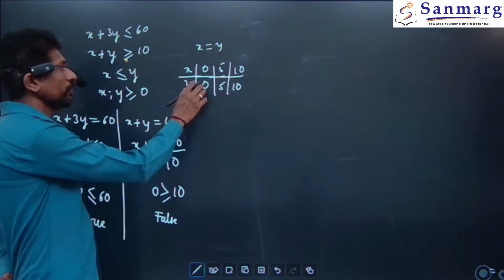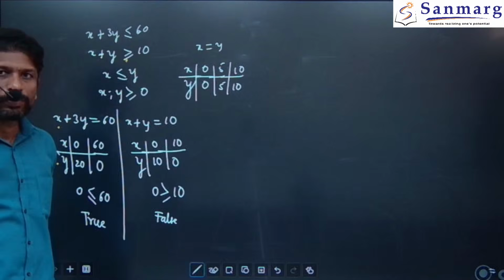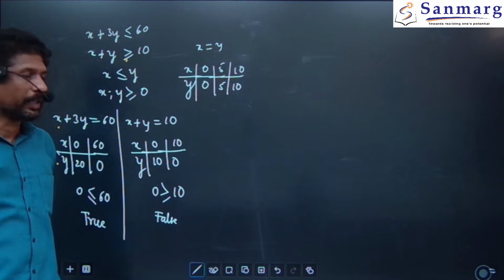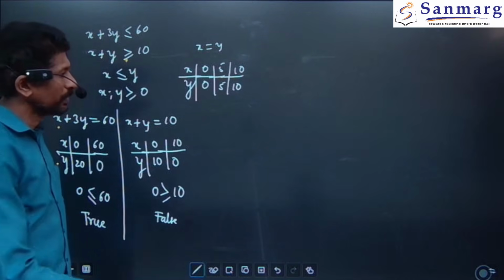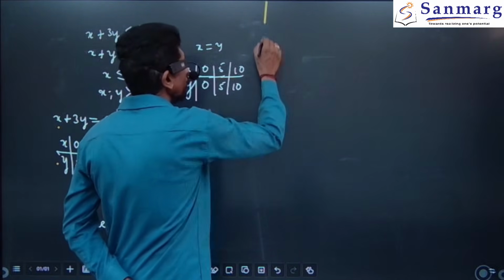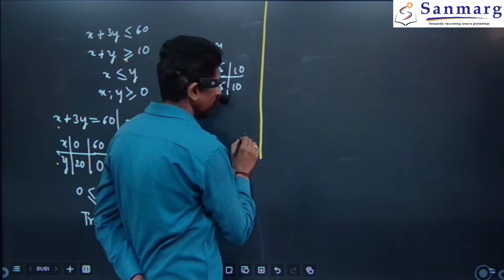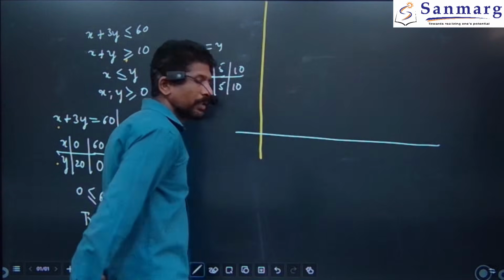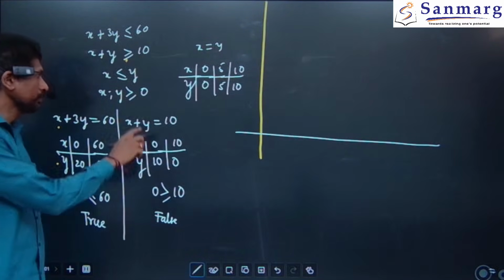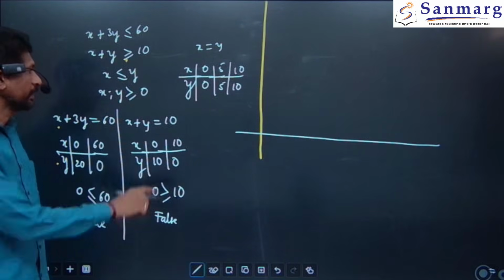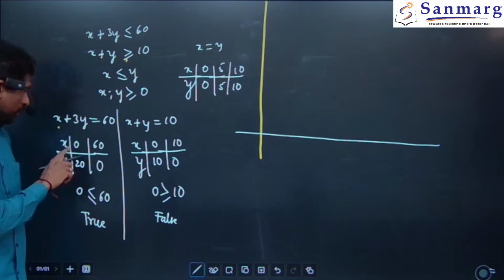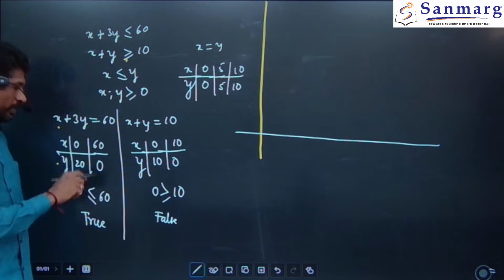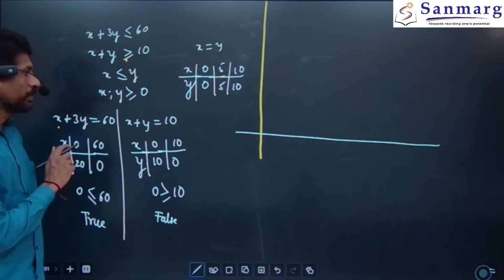So now, how to consider the points to draw a straight line. Considering the three inequalities, I will draw the graph now. The fourth constraint is always the first quadrant, because x and y are greater than or equal to 0. Now I will consider the first equation, x plus 3y is equal to 60, where x is 0, y becomes 20.